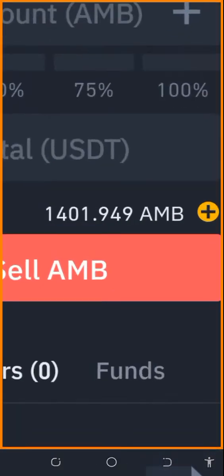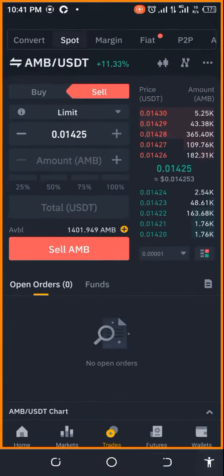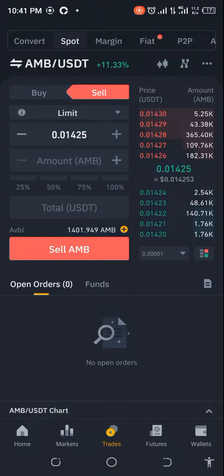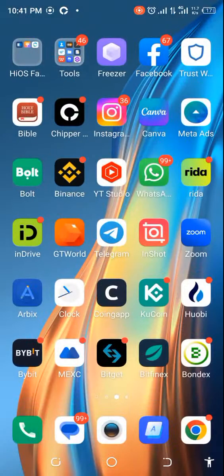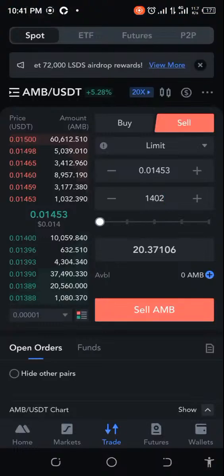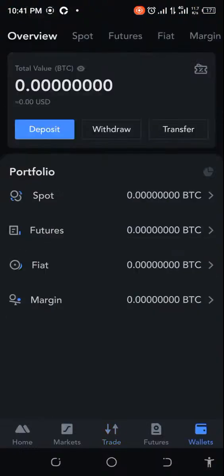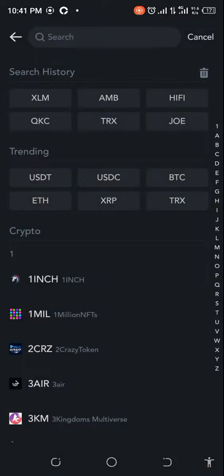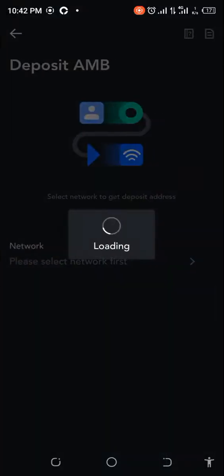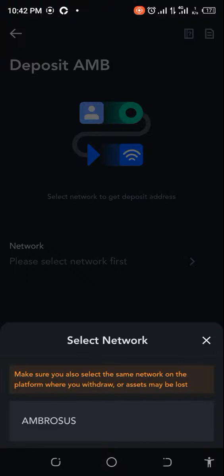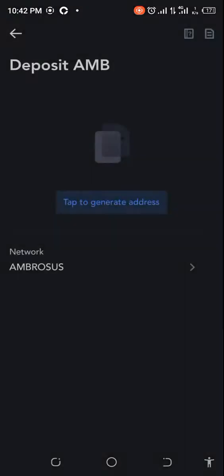So we have 1401.94. Let me just snapshot that. Okay, so let's get this sent over to Mexi. For us to do that, we just need to get the deposit address from Mexi here. So we're depositing AMB. The name is Ambrosus. Okay, interesting.